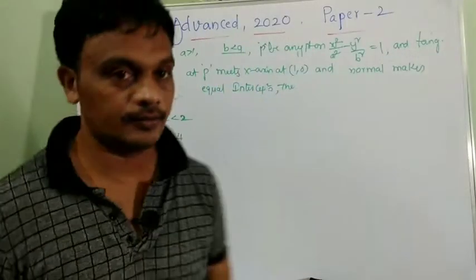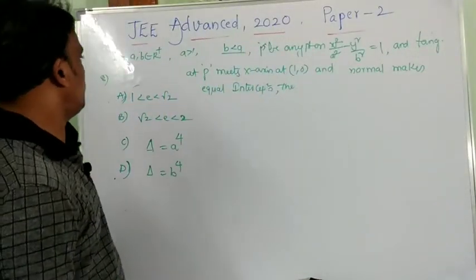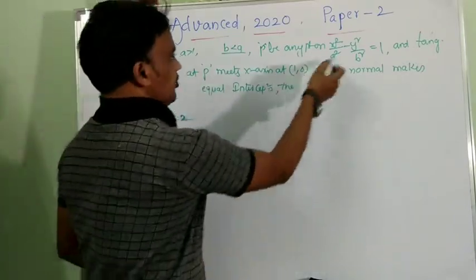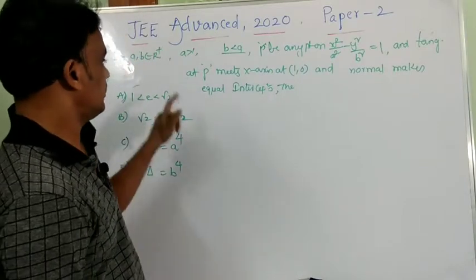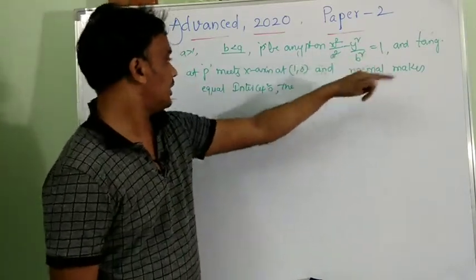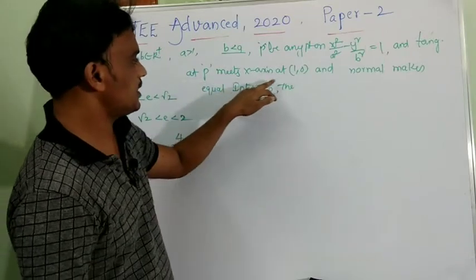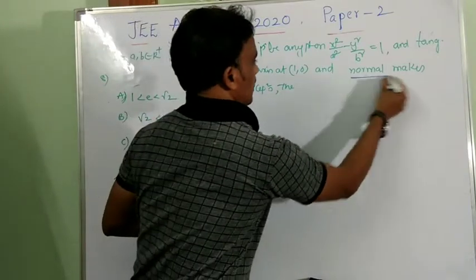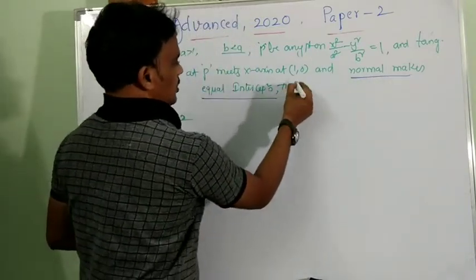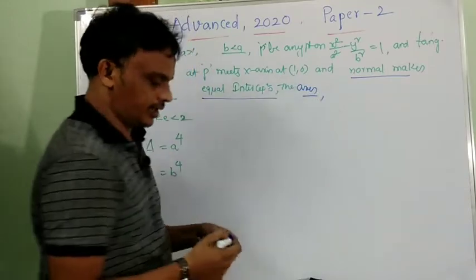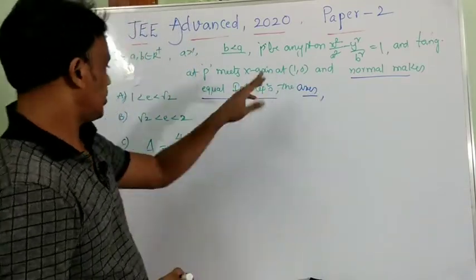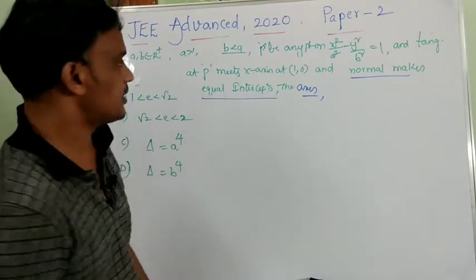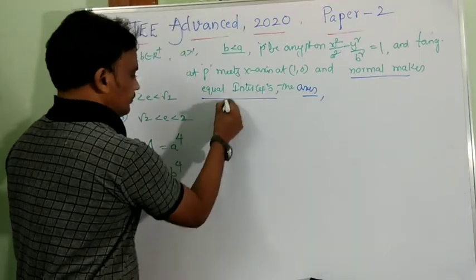So coming to the next problem. A and b are positive real numbers, a is greater than 1 and b is less than a, and P is any point on the hyperbola. At that point P, the tangent is drawn and meets the x-axis at (1, 0). And here is one important condition: the normal makes equal intercepts on the axes. And e is the eccentricity of that hyperbola. What are the conditions? Which of those four will happen? So take the hyperbola.